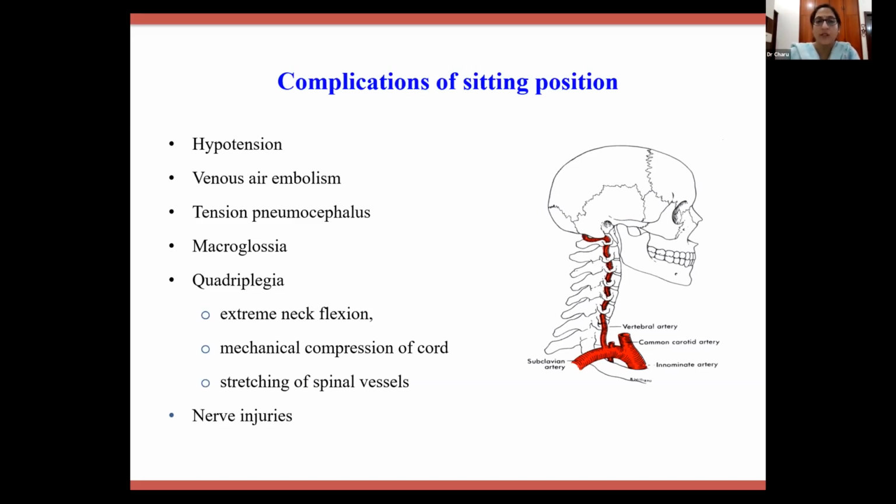There can be quadriplegia in this patient because of extreme neck flexion and mechanical compression of the cord. So in the pre-op period, if the patient is scheduled for sitting craniotomy, ensure that the cervical spine is also normal. Rule out any pathology of the cervical spine also. And peripheral nerve injuries can also occur.